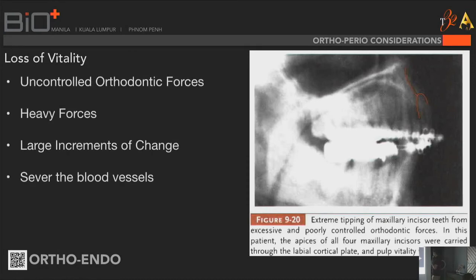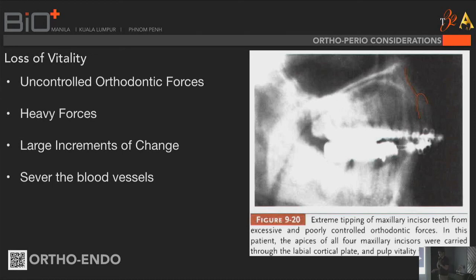Okay, so if ever you have loss of vitality, so say for example this one, this is an anterior retraction case, and because of the poor control of the whole tooth and the application of the forces over here, what happened was the root came out of the bone. And in scenarios like this, because the blood supply is in the bone and the root is already out of the bone, what could have happened here is you can have loss of vitality. So usually the reason is because of uncontrolled orthodontic forces. Okay, uncontrolled orthodontic forces in a sense that you applied the wrong line of action.